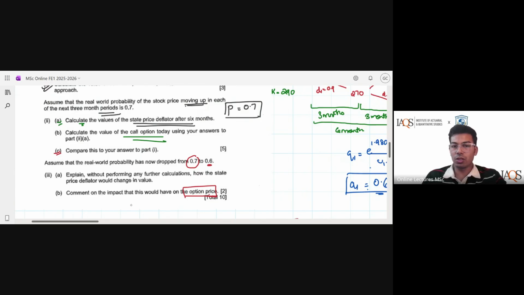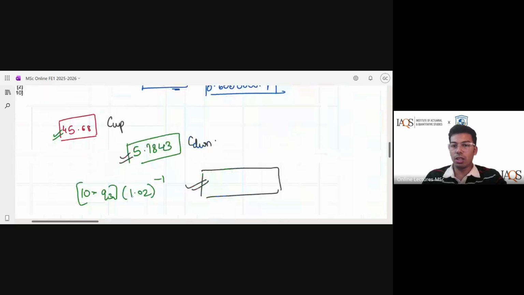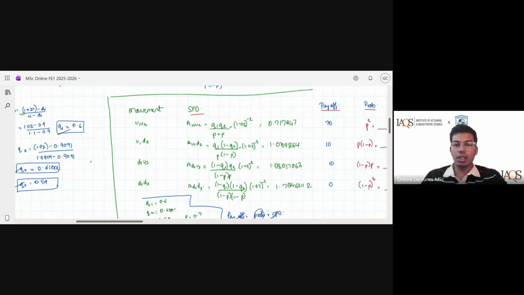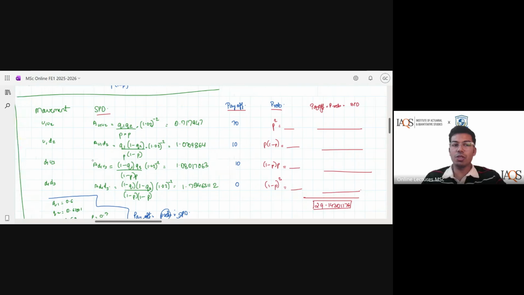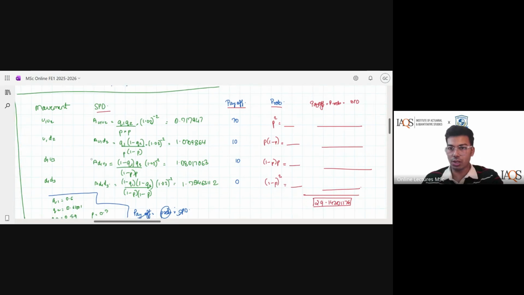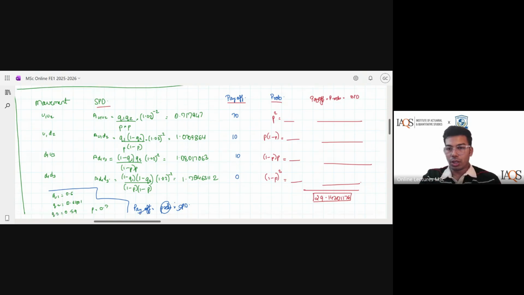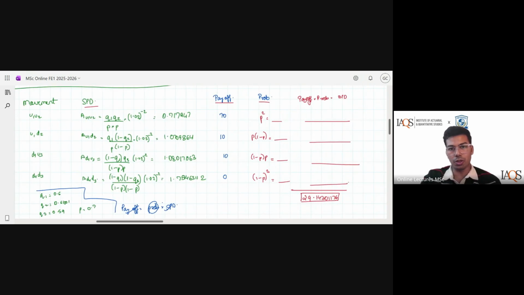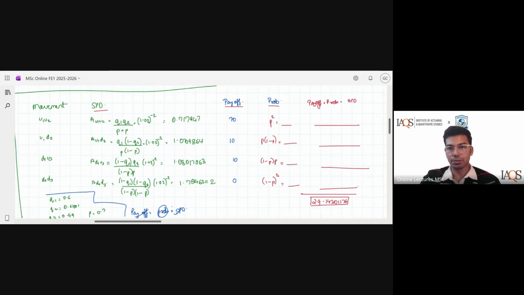This part, leave 3B. So now I'll go to that screen and I'll tell you. Now what they're saying is that the real world probability has changed from 0.7 to 0.6. Explain, you don't need to solve it because they are not asking it mathematically, but explain what would be the impact on the option price. Perfect. That's correct, Bhavani. That's more or less approximately equal to risk neutral.